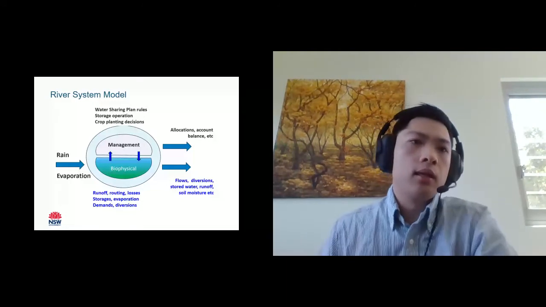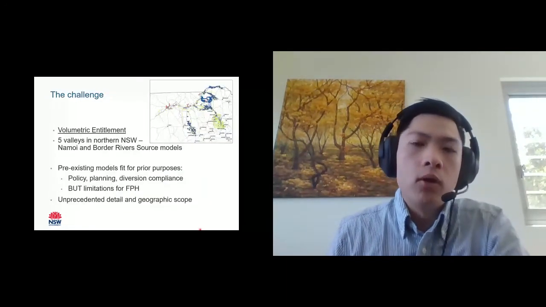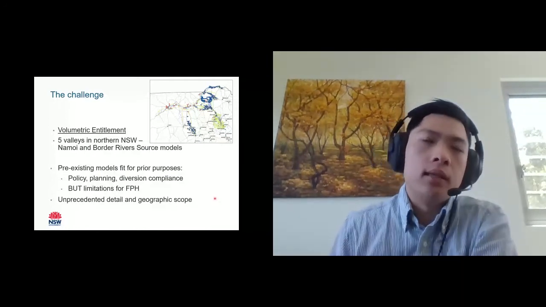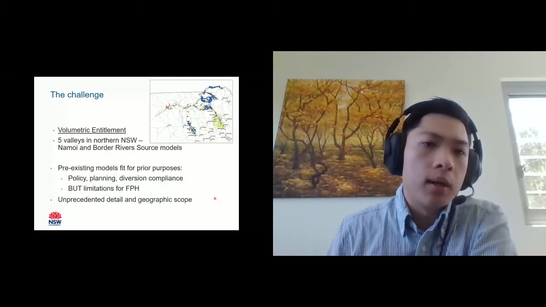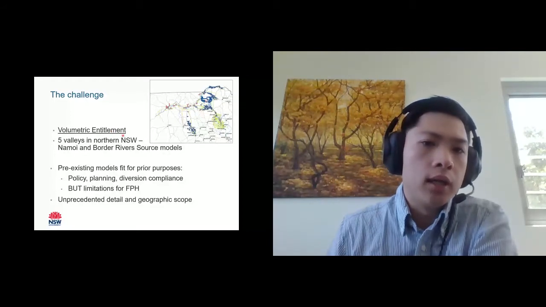Moving on, the challenge that we have is that the modeling team has the responsibility to come up with the volumetric entitlement. And as I mentioned before, this is being rolled out in 5 northern valleys in New South Wales. Out of the 5, we actually have 2 models in Source, namely the Namoi Source models as well as the Border Rivers Source models.